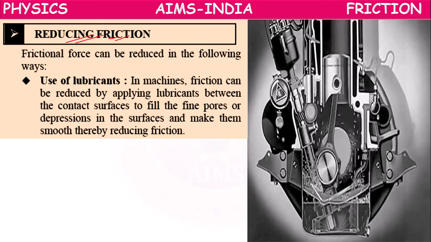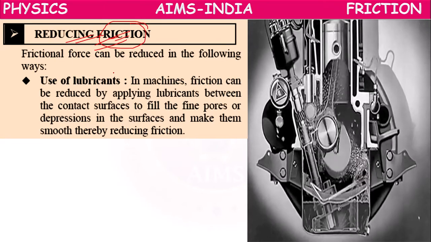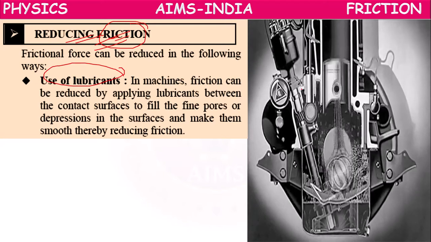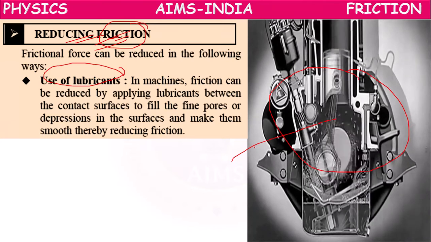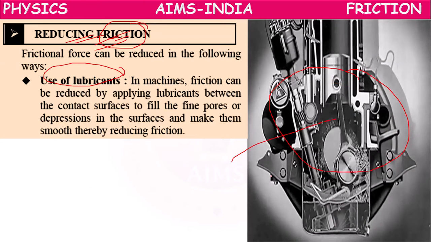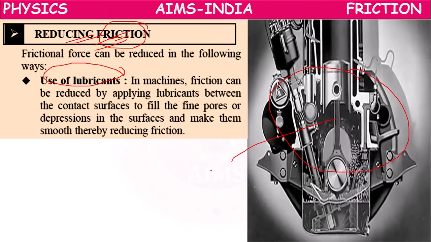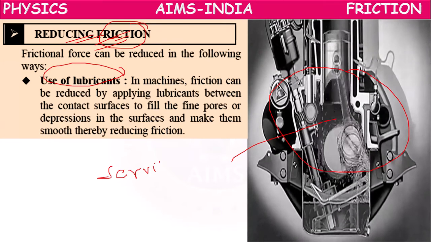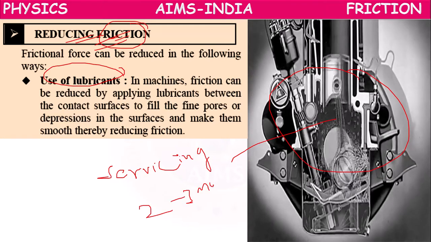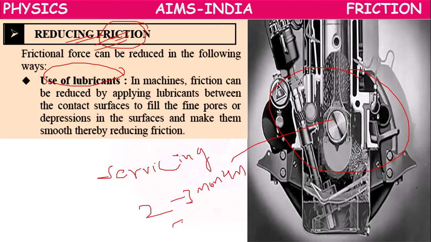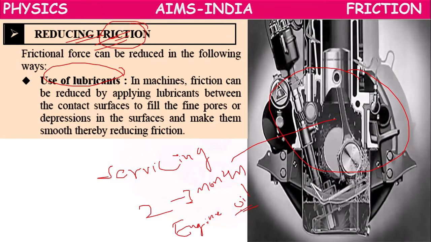Next one, we can reduce the friction by making some arrangements. So by using lubricants in the machineries or in the vehicles. Suppose you have a moped, or your father is having a bicycle or a motorcycle or car, automobile. We will give the vehicles for servicing for 2 or 3 months once. There we will ask him to replace the engine oil.